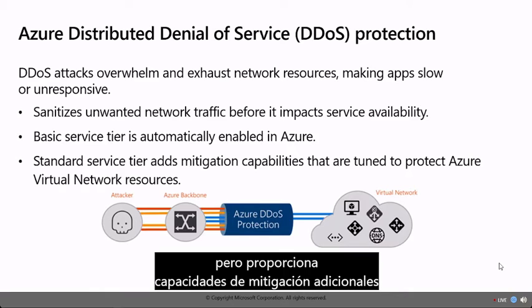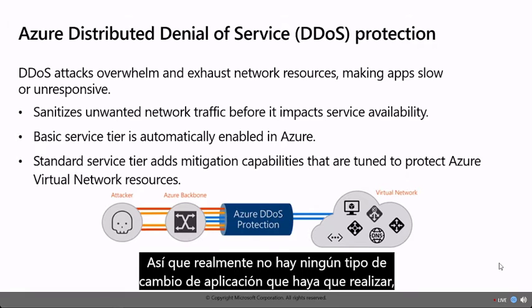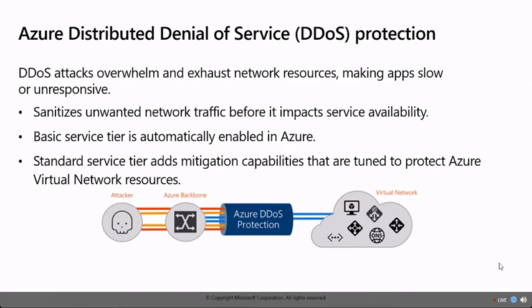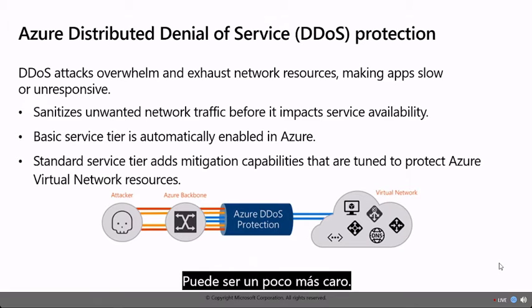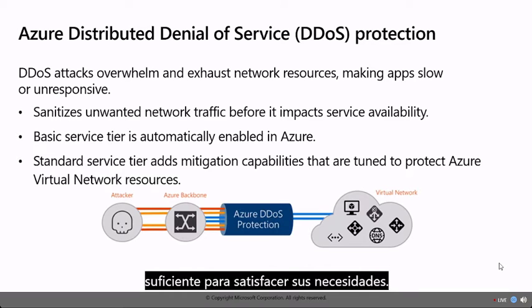But what this does is provide additional mitigation capabilities that are very specific to your virtual network resources. So there really isn't any type of application change that you need to make, but I need you to know that this isn't something that's getting applied to your entire subscription. It is very specific to your Azure resources. It can be a little bit pricey, and so my personal recommendation is you should really only use it on business critical applications just to avoid that price. Most people find that the basic tier is more than enough to meet their needs.